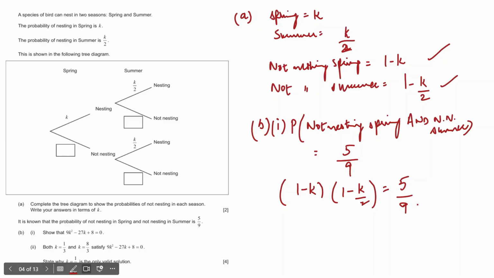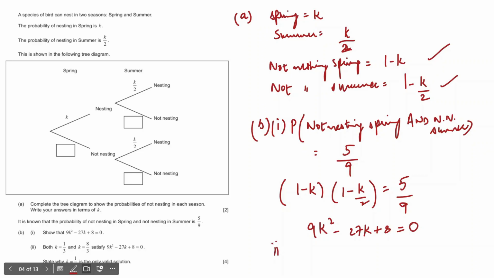So you can expand it and then simplify it. When you expand and simplify, this will come out as 9K square minus 27K plus 8 equals 0. So this is the solution for the first part of part B. Okay, now let's do the second part of part B.